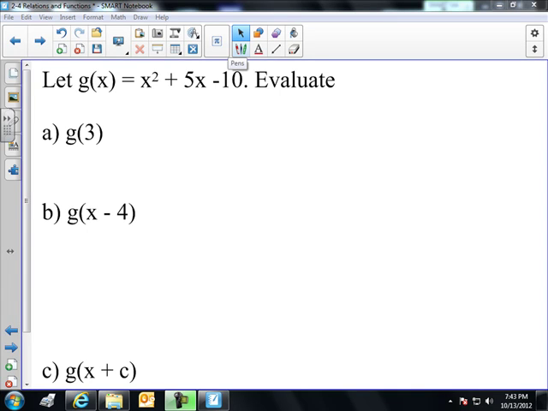Okay, this is day 2, still from section 2.4. I just didn't want to bombard you with too much information last night, so this will just be part 2. We'll pick up where we left off.